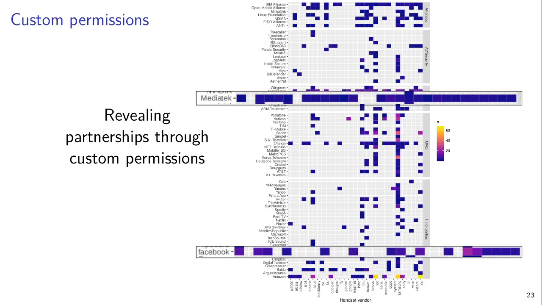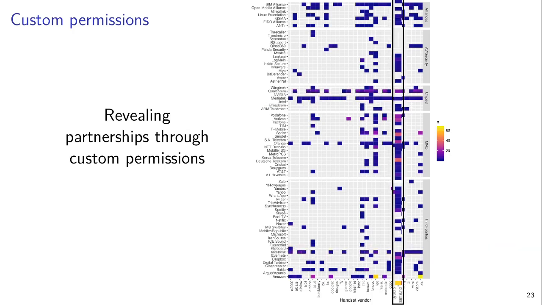Again, it makes sense that MediaTek has a lot of custom permissions because it's a chipset manufacturer. They provide hardware, they provide the software that goes with it, and you have to be able to use it at some point. But the bottom line is Facebook. Facebook has custom permissions present in a lot of vendors, including major vendors such as Samsung.